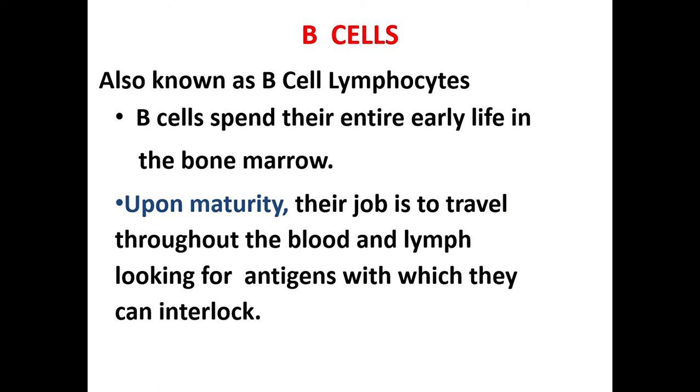Then from dendritic cells, we have the B cells. The B cells are also known as B cell lymphocytes. B cells spend their entire early life in the bone marrow, but upon maturity, their job is to travel throughout the blood and lymph circulation looking for antigens with which they can interlock.